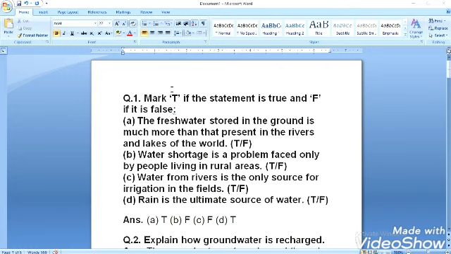Now we are moving to our last section, the exercise. Mark true or false. First one, the fresh water stored in the ground is much more than that present in the rivers and lakes of the world. Is it true or false? Yes, it is true. This is fresh water stored in the ground as groundwater. Second one, water shortage is a problem faced only by people living in rural areas. It is false. Third one, water from rivers is the only source for irrigation in the fields. It is also false. Fourth one, rain is the ultimate source of water. Yes, it is true.